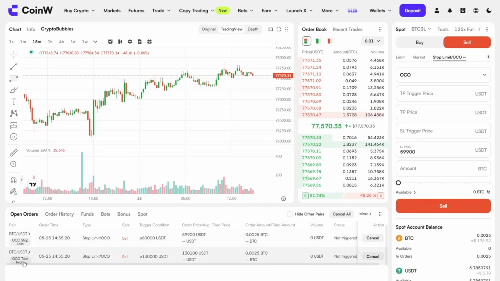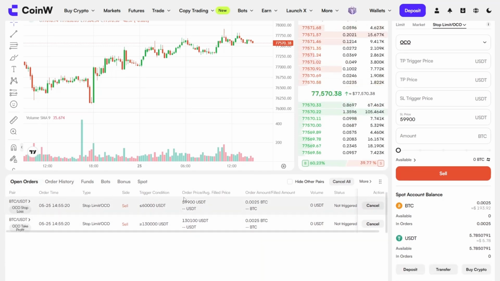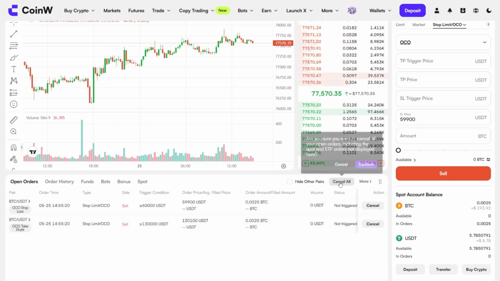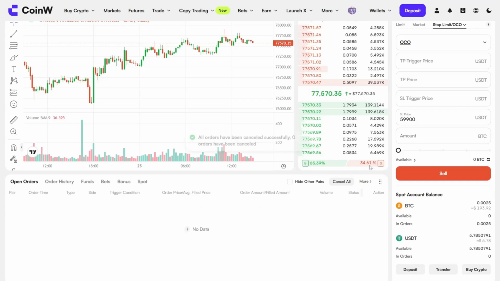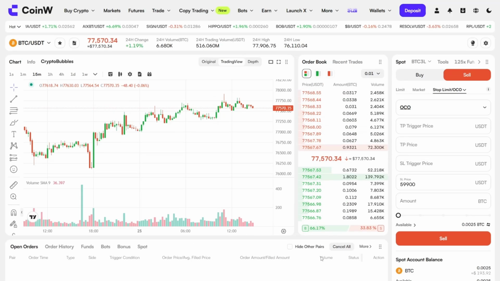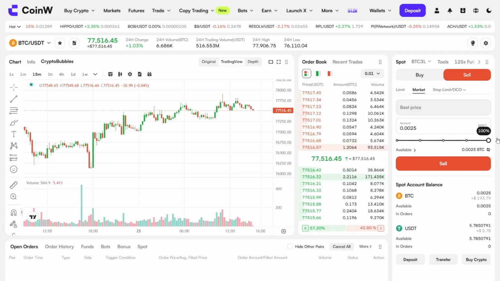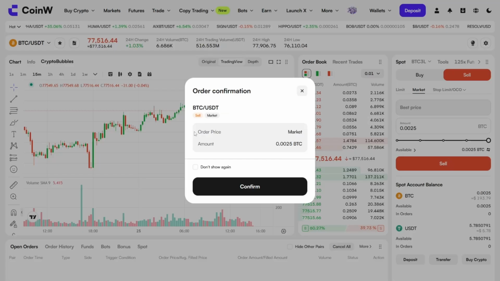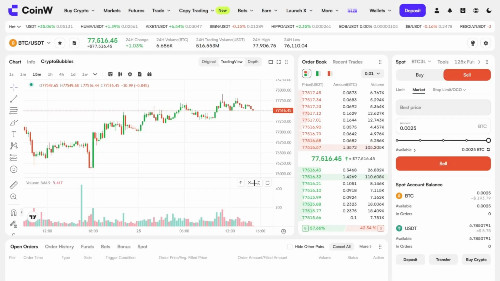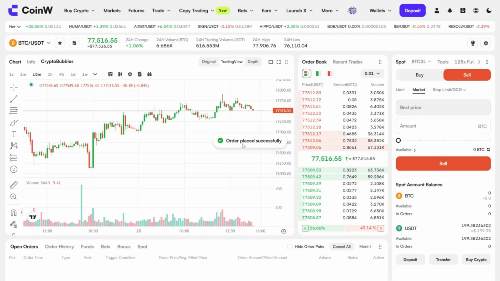And on the bottom left, under open orders, we can now see both our take profit and our stop loss orders. To cancel the orders, we can just click cancel all. And if we wanted to close our position, we can go back to market on the top right. Make sure we are in sell. Move this all the way to the right because we are selling our full position and click sell. We can confirm our order and our order was placed successfully.